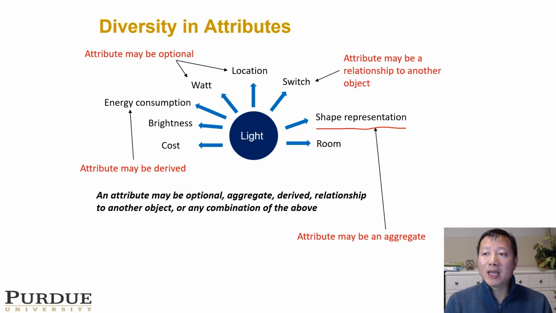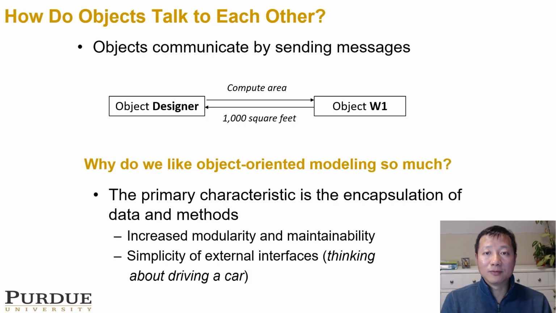Some attributes may be a relationship to another object. For example, a light is typically controlled by a switch. So we can use a switch attribute to specify the corresponding controlling switch. In other words, to say it again, an attribute may be optional, aggregate, derived, a relationship to another object, or any combination of the above.